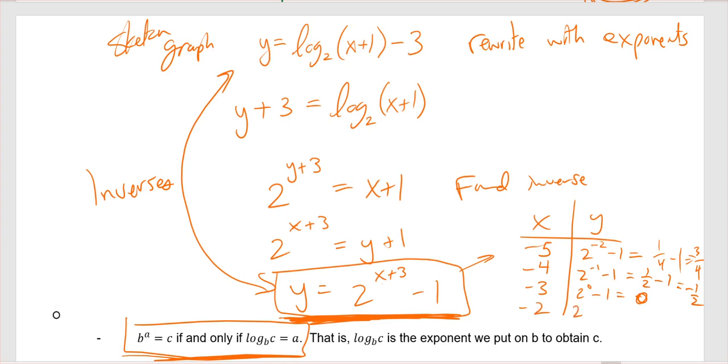If we put in -2, that's going to give us 2 to the 1 minus 1, so that's 1. If I put in -1, that's going to give us 2 to the 2 minus 1, so that's 4 minus 1 is 3. And then we can draw our picture, right? So points on the inverse, we can just flip-flop the ordered pairs, and we're going to have points that are on the graph of our original function. So flip-flopping those ordered pairs, still need some more room here.